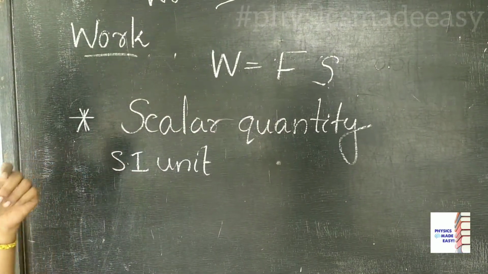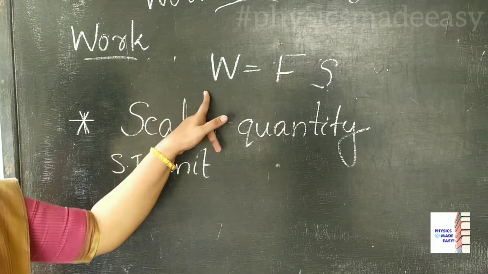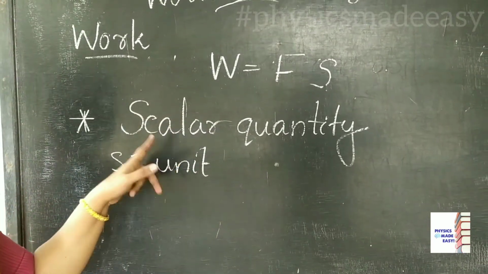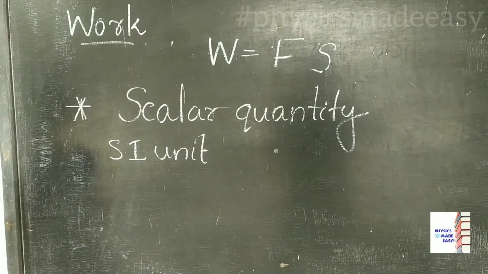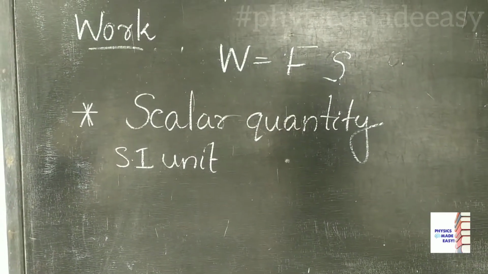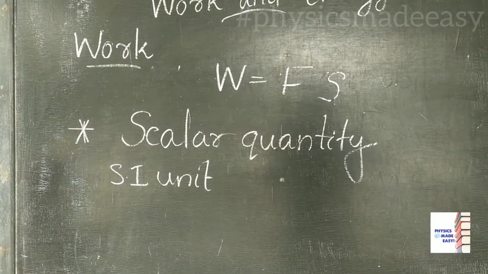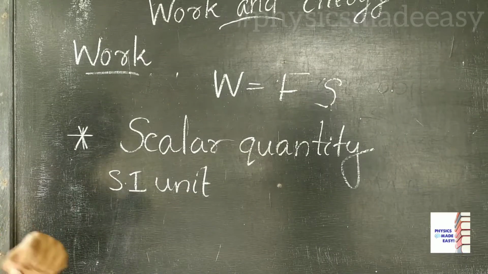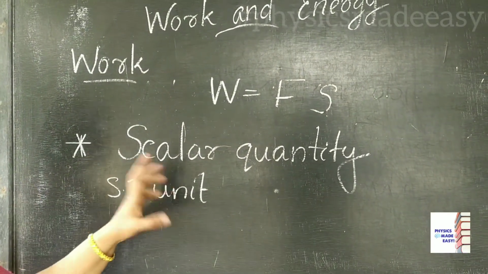In case of work done, is this a scalar or vector quantity? Can you say? This work done is a scalar quantity. For this there is only magnitude, no direction. If you are talking about the work done, no need to say towards this direction work is done, towards that direction work is done. We are not saying like that. So we can say only magnitude for this work done. This is a scalar quantity.